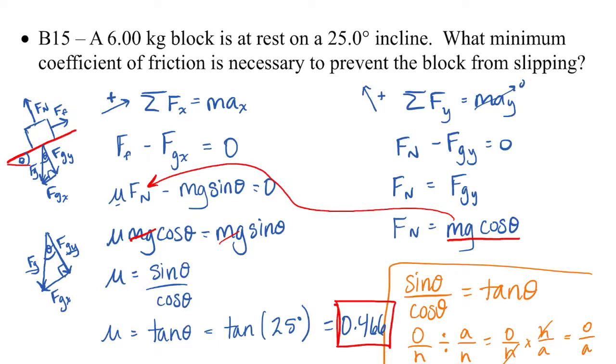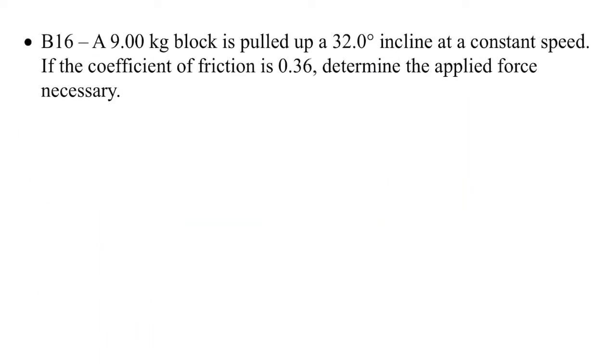So we're going to actually do 2 more examples here. So buckle up because there's quite a few here. All right, so now we have a 9 kilogram block. It's being pulled up a 32-degree incline. Okay, so we actually have an applied force going up the incline now. Okay, and this is happening at a constant speed.